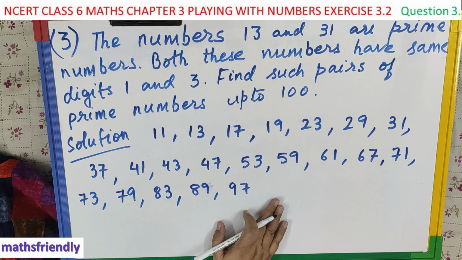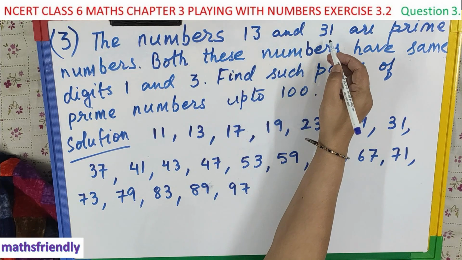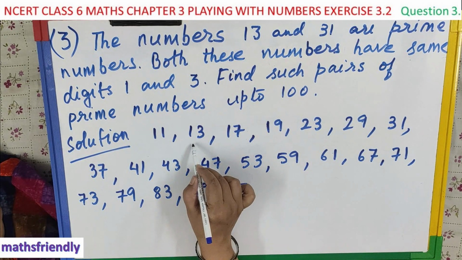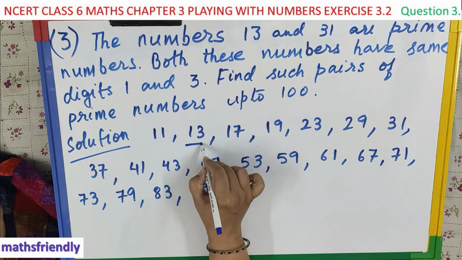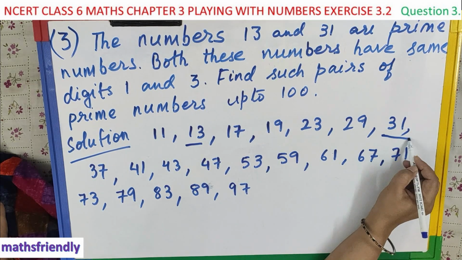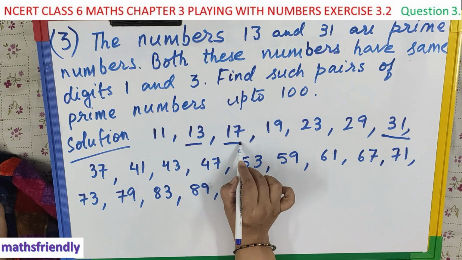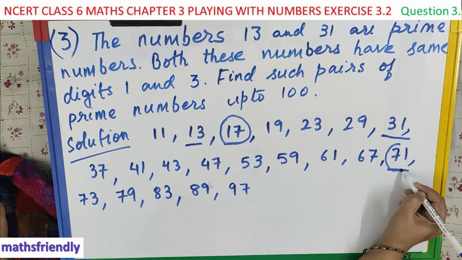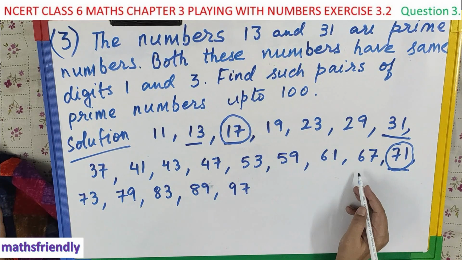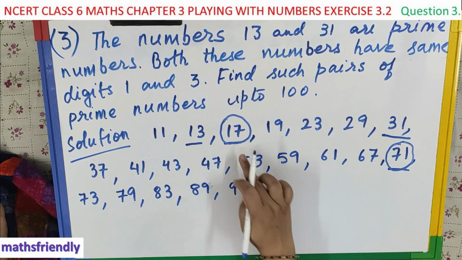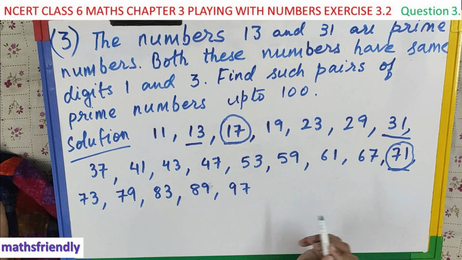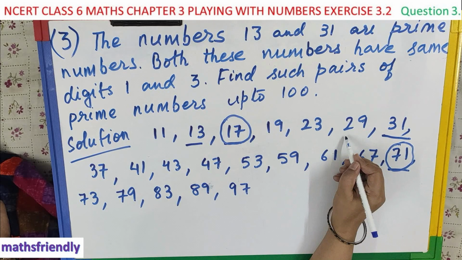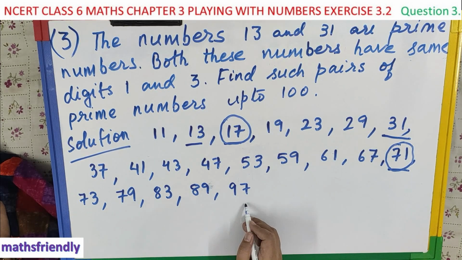Okay, so now we have to find such pairs like 13 and 31 are prime numbers and they have the same digits and the digits are reversed. Like that, if we see 13, it's already given there, right? 13 and 31 are given there. 17, 71 is there. Yes, 71 is there. So we need this because they are asking such pair of prime numbers whose digits are reversed. 17 and 71. 19, 91 is not there. 23, 32 is not there because 32 is not a prime number. 29, 92 is not there.